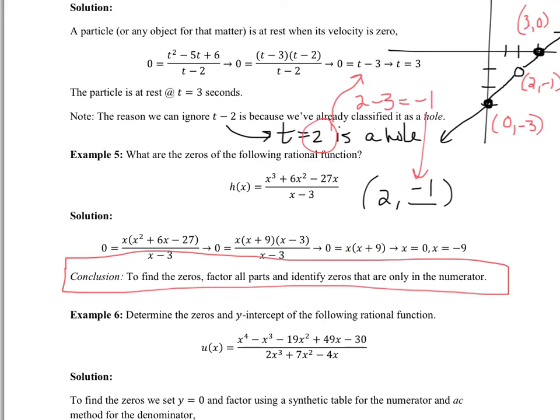So there are no holes in this graph. All 4 numerator factors turn out to be x-intercepts. So there are 4 x-intercepts here. The 4 that you got are 1, 2, negative 5 and 3, the opposites of the factors.